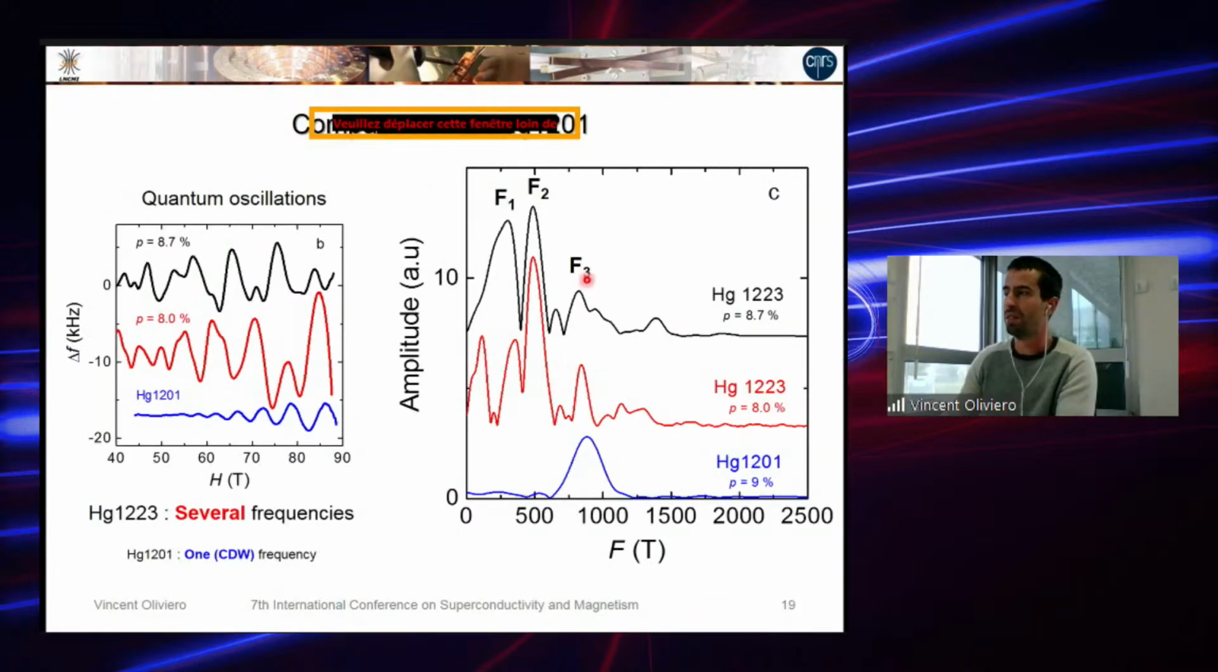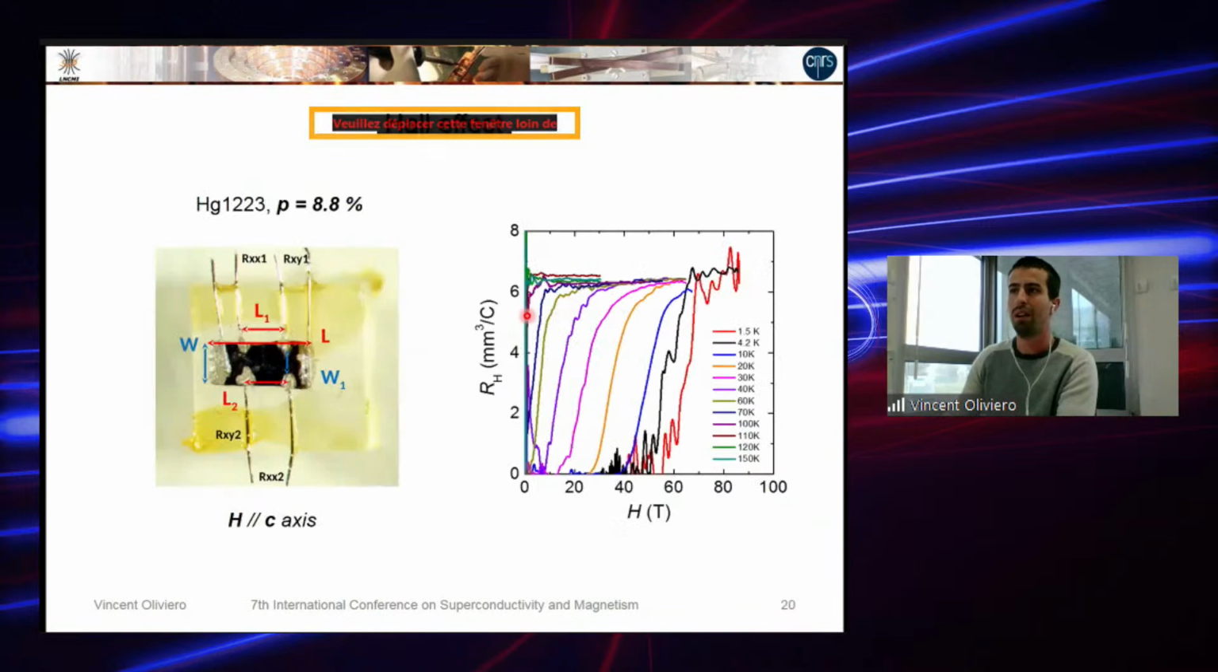In Mercury 3 plane, we performed a Hall effect measurement on a sample at a bit less than 9% doping, using our 90 Tesla magnet and 70 Tesla magnet. Here I show the sample. We applied a field parallel to the z-axis. On the left part, I show the evolution of the Hall coefficient as a function of magnetic field for different temperatures.